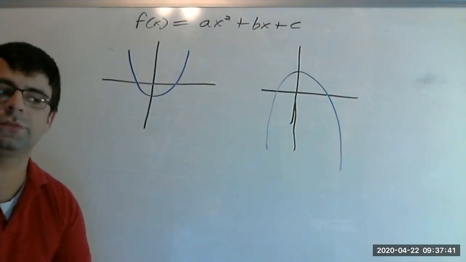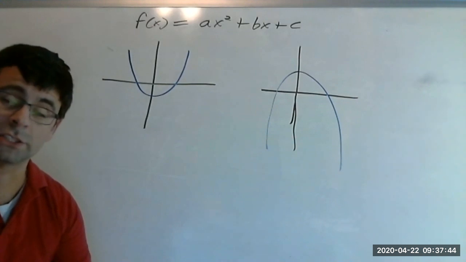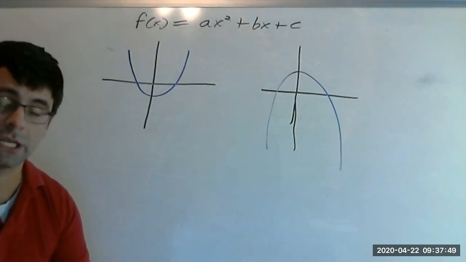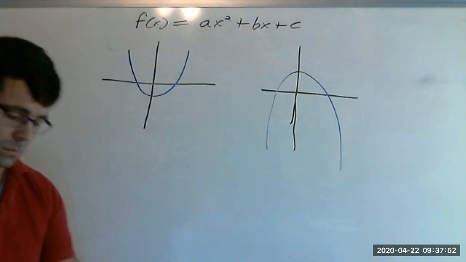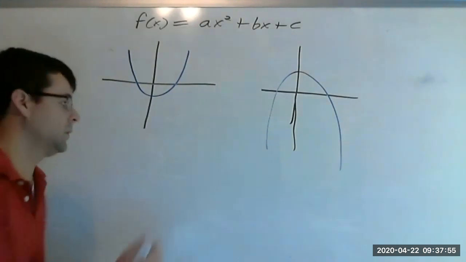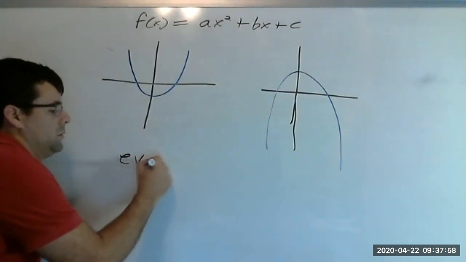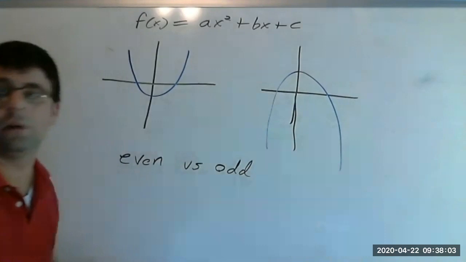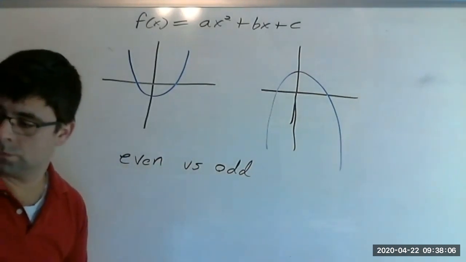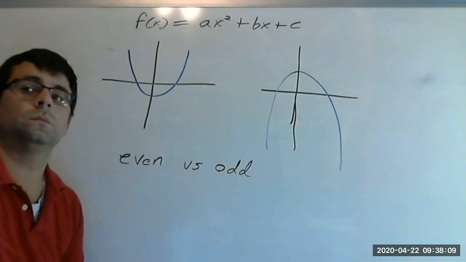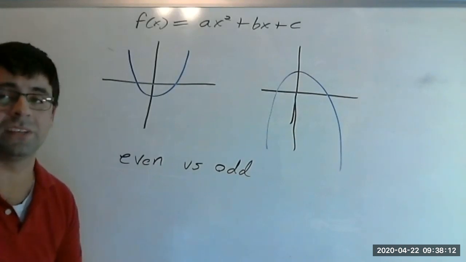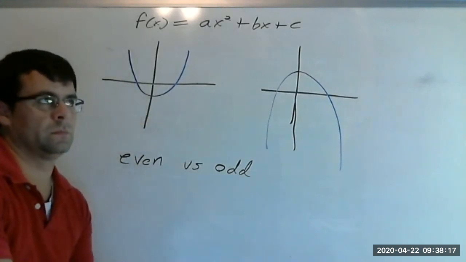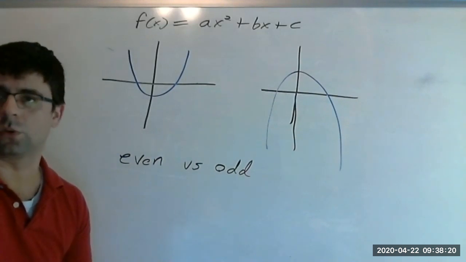This comes in terms of when we first started talking about functions. We started talking about even or odd functions. So what makes a function even? Or odd? So a quadratic is an example of an even function. But what is the thing that determines if it's even or odd?